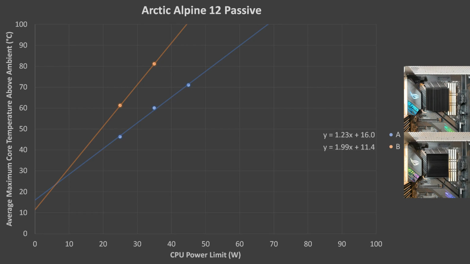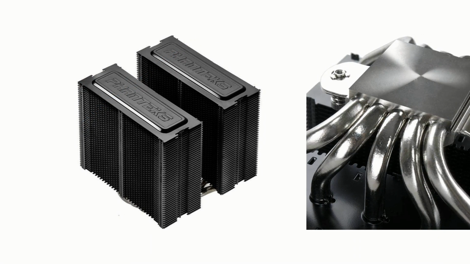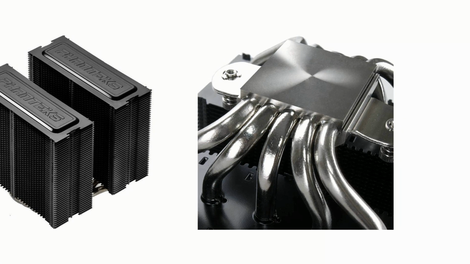If I target a maximum 75 degrees Celsius above ambient, the vertical orientation can handle about 48 watts. The horizontal orientation can handle only 32 watts by comparison. That's a 50% increase in cooling for the vertical orientation. So it is very clear that the vertical orientation is the way to go for the Arctic Alpine 12 Passive in a fanless PC.